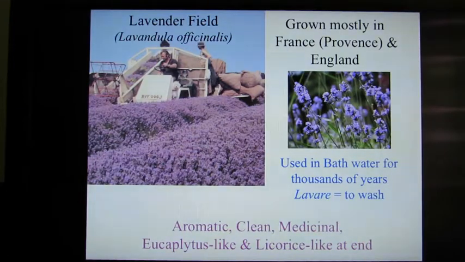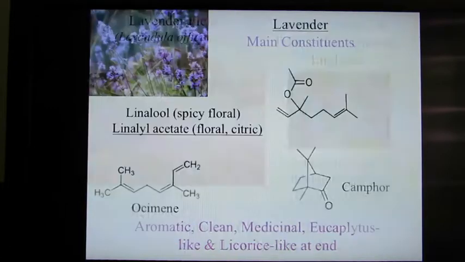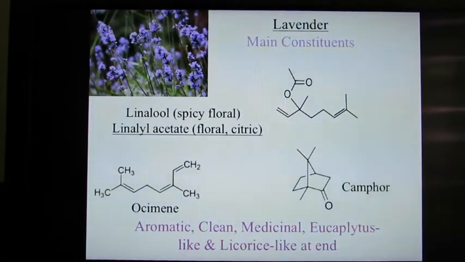Of course, lavender's been around for thousands of years and used in bath water, and we associate it with cleanliness. It's also used as a relaxant or a sedative for sleeping and aromatherapy. And it has an aromatic, clean, medicinal smell, a eucalyptus-like, and some say a licorice-like endpoint. Here's the constituents in lavender.